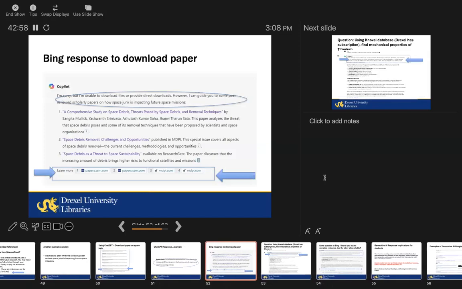Now the Bing response to the same: I am sorry, but I am unable to download files or provide direct downloads. However, I can guide you to some peer-reviewed scholarly papers on how space junk is impacting future space missions. Again, there are some websites they are mentioning. They are citing papers.ssrn.com. This is a preprint server, not a peer-reviewed journal site. And I also have a paper in that, because one of my preprint papers got published and they put it there. And preprints are another big innovation happening in the publication field.